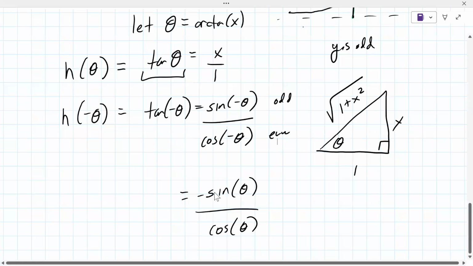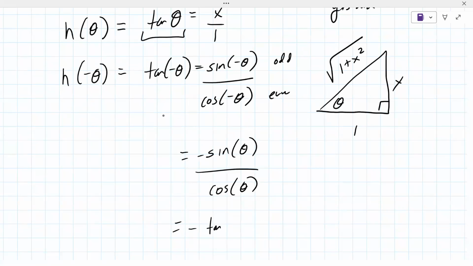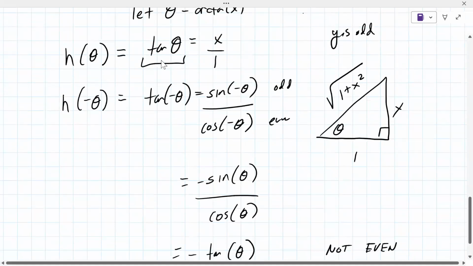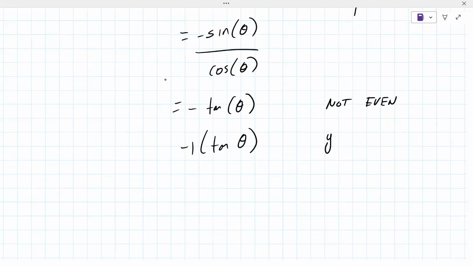And then you ask yourself, well, is this the same as the original? This is minus tangent theta, by the way. The original is tangent of theta. Oh, my bad, I forgot about that. So yes, it's odd.